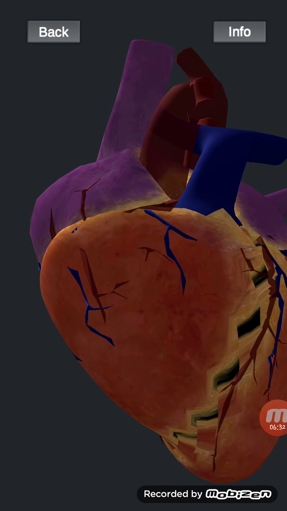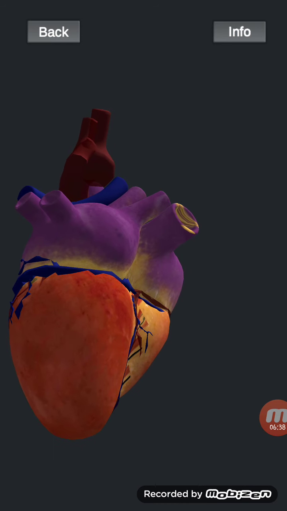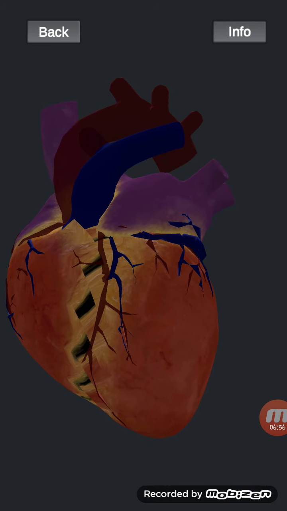This is internal structure of heart. The heart is covered with double-walled pericardium. Listen students, the outer layer is called fibrous pericardium and inner layer is called serous pericardium. In between these two layers, pericardial fluid is present, which reduces friction and allows free movement of the heart.